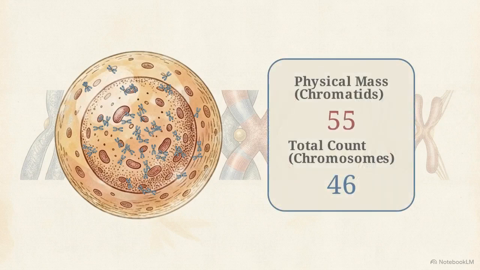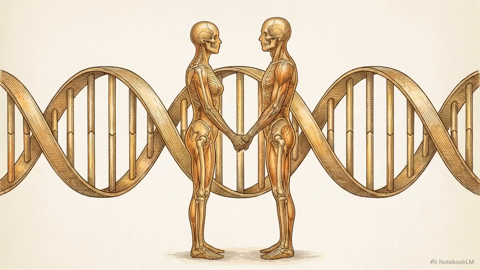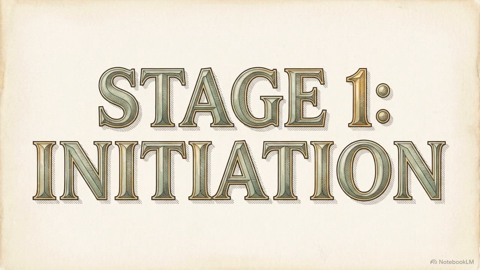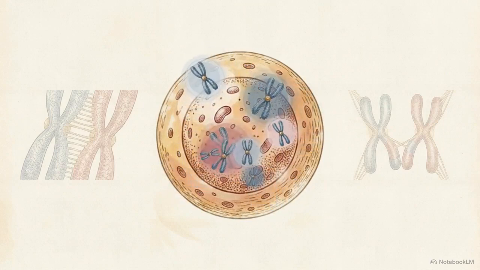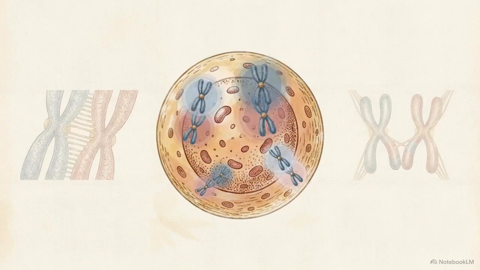Meiosis requires the cell to manage both the physical mass of these duplicated chromatids and the total chromosome count. It accomplishes this through a highly calculated two-step reduction to maintain the genetic stability of our species. That first step is meiosis 1, and it begins with prophase 1. Because the cell has to pair up and shuffle the genetic material, this is the longest and most complex phase.